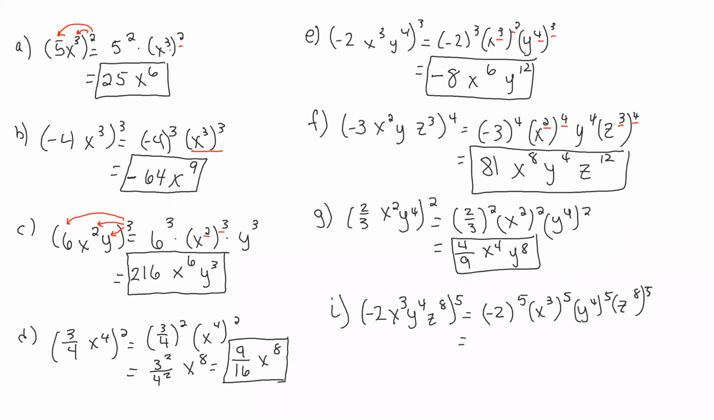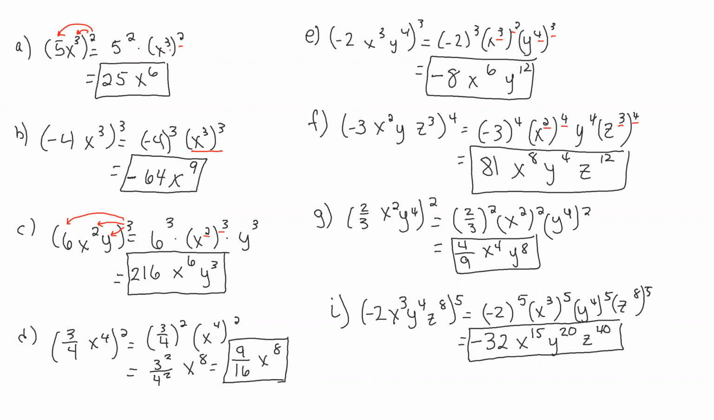So -2 to the 5th, let's talk about the sign. I've got -2 in parentheses. My exponent is odd. That's going to make this negative. And then 2 to the 5th happens to be 32. x cubed raised to the 5th power is going to be x to the 3 times 5, or x to the 15. y to the 4th to the 5th power is going to be y to the 4 times 5, or y to the 20th. And then finally, z to the 8th raised to the 5th power is going to be z to the 8 times 5, or z to the 40th power. So our final answer here is -32, x to the 15th, y to the 20th, z to the 40th.